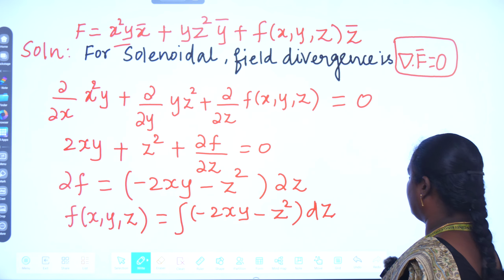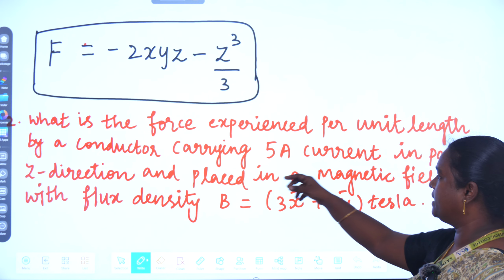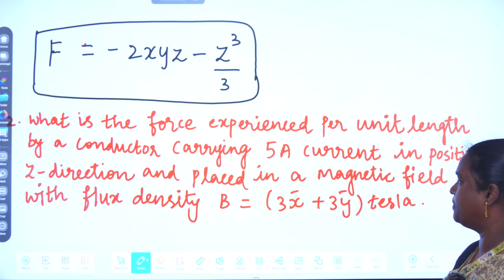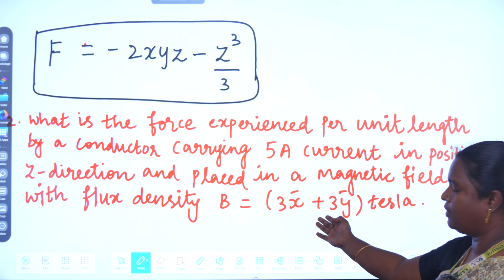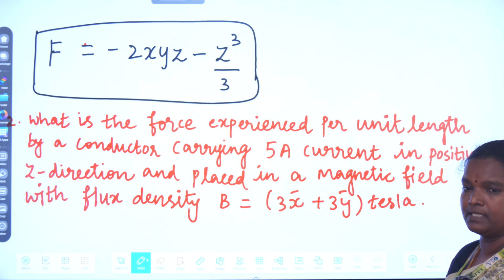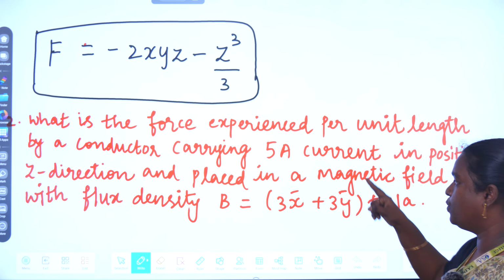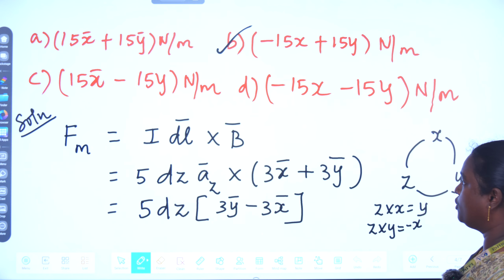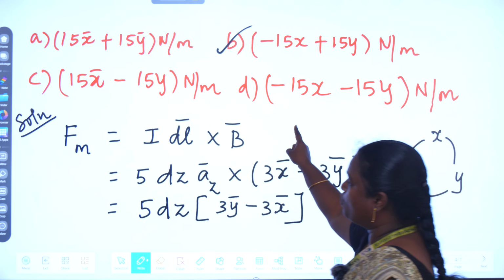The next problem is, what is the force experienced per unit length by the conductor carrying 5 amps current in the positive z direction, which is placed in the magnetic field with flux density B equal to 3x̄ plus 3ȳ Tesla. So what is the given question? To find the force experienced per unit length. These are the given 4 options, so directly we will move on to the problem.